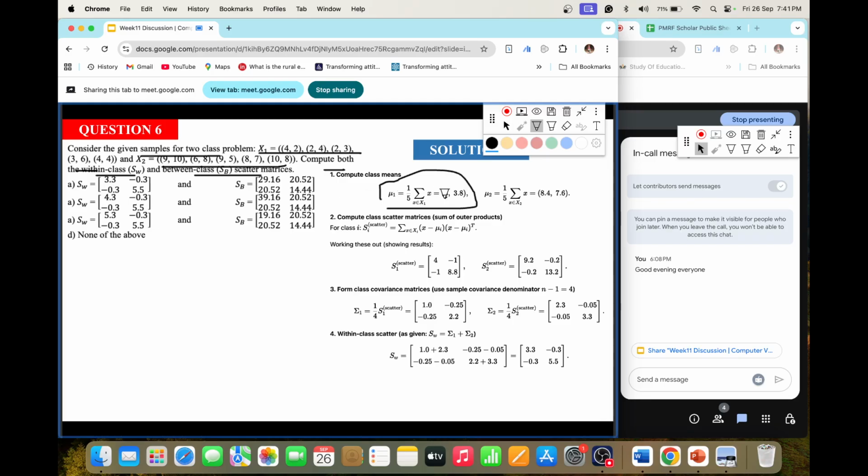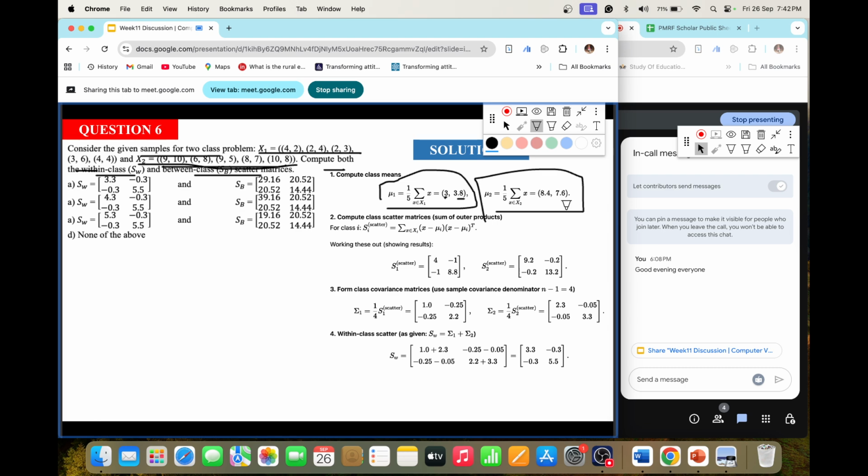Similarly you can check for the Y attribute: 2 plus 4 is 6, 9, 9, 15, 19. 19 divided by 5 is 3.8. So that has been written for mu1. Similarly you can get the mean of the second class, that is mu2.